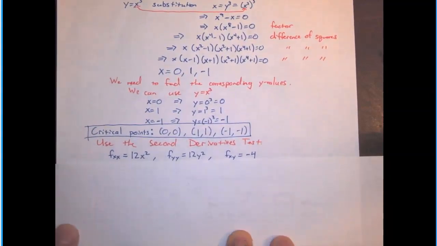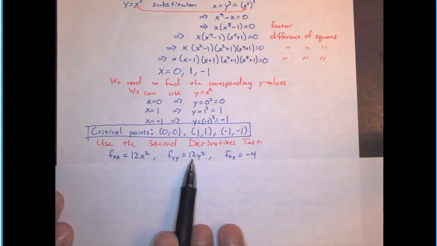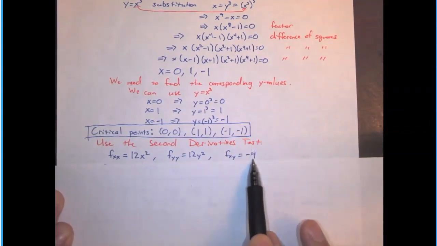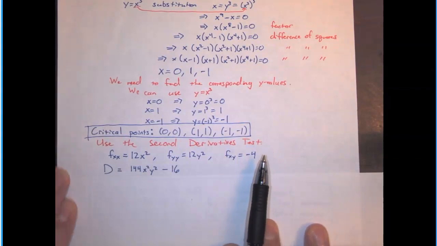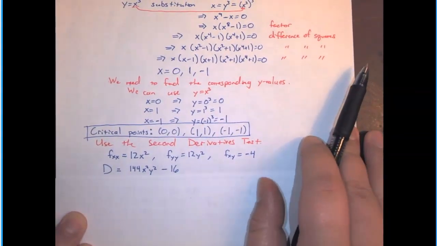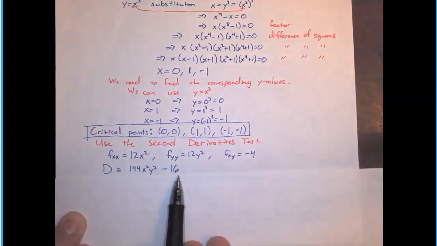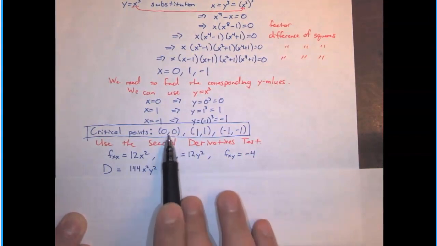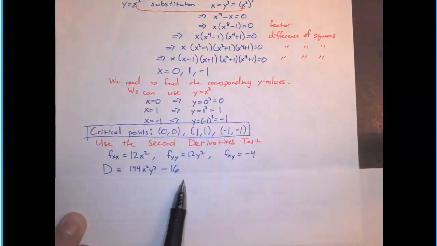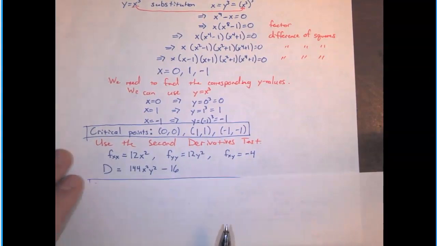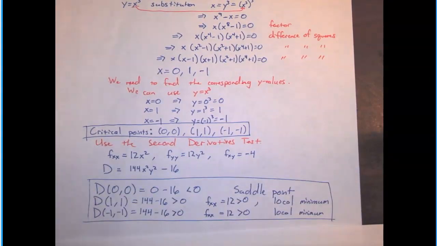So here's what I just said. To calculate the discriminant, I multiply these two, I square this one, and I subtract. So the discriminant is 144x squared y squared minus 16. Now I plug in each one of these critical points into this function and see what the result tells me. So if I plug in (0, 0), I get 0 minus 16, which is negative. So (0, 0) is a saddle point.